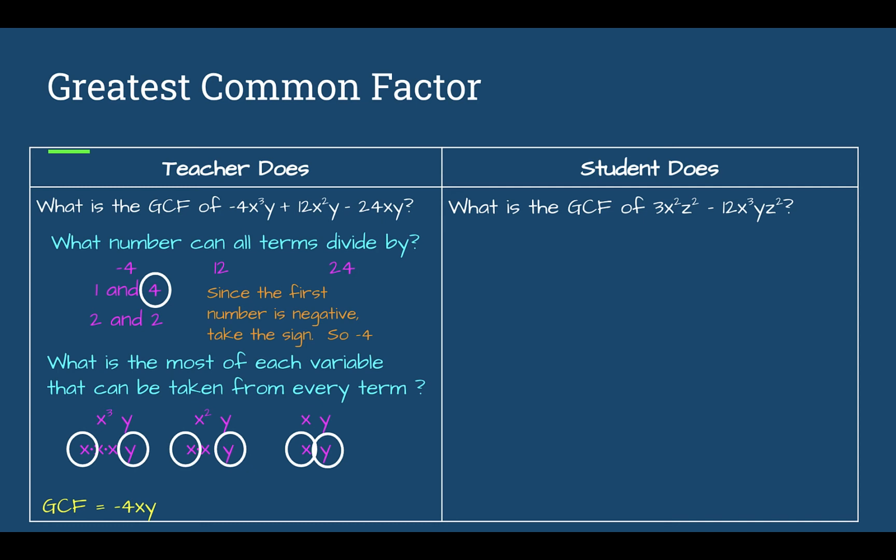What's the GCF of 3x squared z squared minus 12x to the third y z squared? Let's check. You should have found the GCF was 3x squared z squared. I can divide both coefficients by 3. The first term has x squared and the second term has x cubed, so x squared is the lowest. There is not a y in both, so I can't take that. And both terms have a z to the second power, so I just took all of it.